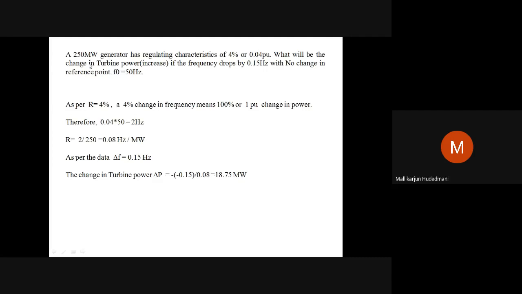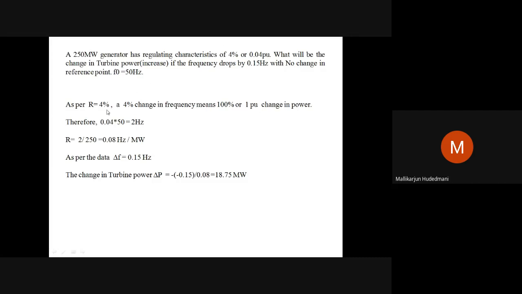A 250 megawatt generator has regulating characteristics R of 4% or 0.04 PU. What will be the change in turbine power expected as an increase if the frequency drops by 0.15 hertz with no change in reference point? See here, the reference point should not be changed. The turbine only needs to accelerate by the governor's action, considering the base frequency F not equal to 50 hertz. So again the same workout.